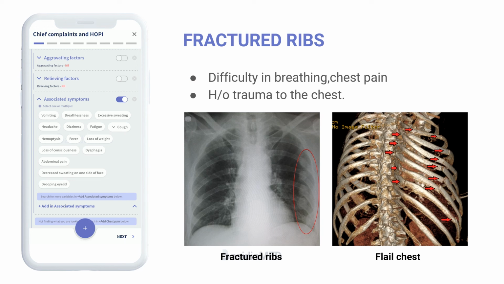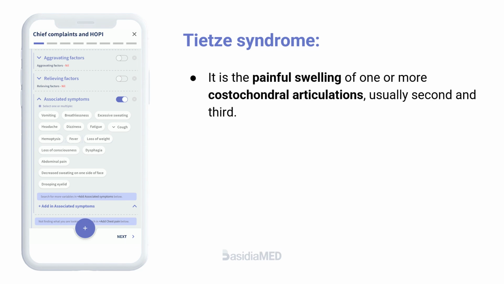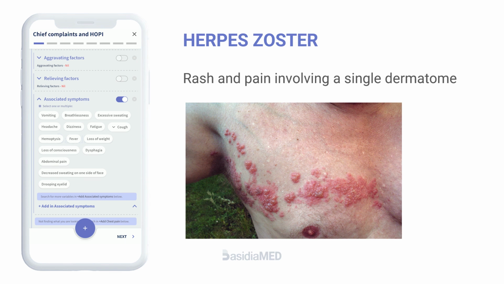Musculoskeletal pain. Fracture of ribs. Patient complains of chest pain, which worsens on deep inspiration, and on movements, difficulty in breathing. Tietze's syndrome. It is the painful swelling of one or more costochondral articulations, usually second and third. Herpes zoster. Burning pain with rash, involving a single dermatome, might suggest herpes zoster.